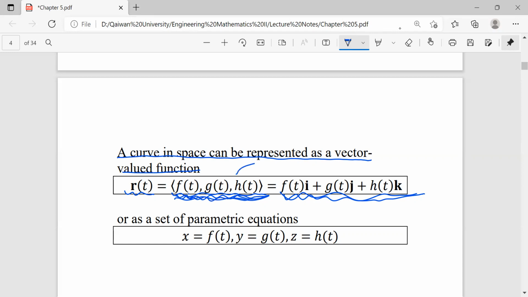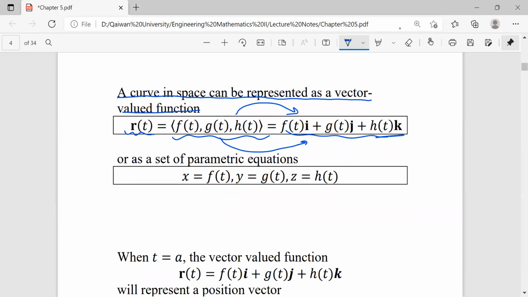And also this vector could be represented as f of t i plus g of t j plus h of t k: the first component times i, the second component times j, the third component times k. In the angle bracket form, we have no i, j, and k. We just write down the components and separate them by commas. But when we write it in this form, we must write i, j, and k. We multiply the first component by i plus the second component by j plus the third component by k. It's the same as the previous vector.